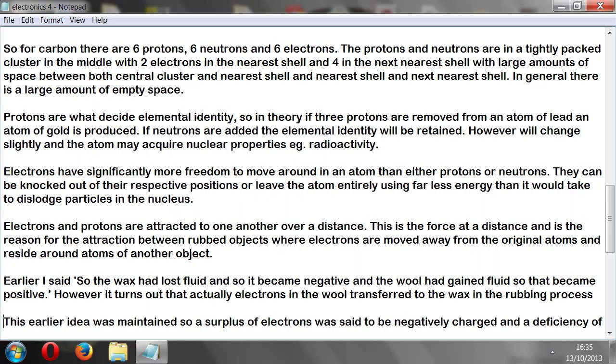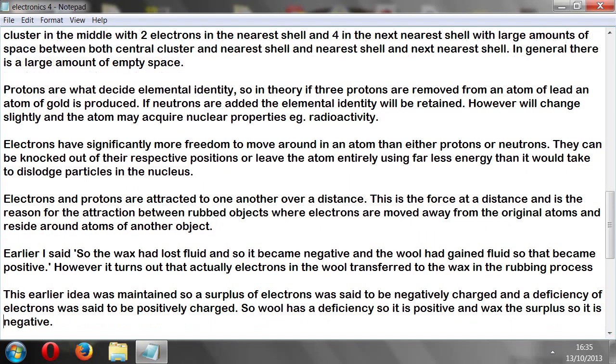But it turns out the converse is actually true. The electrons in the wool transfer to the wax in the rubbing process. So the wool had lost fluid, but let's not paraphrase it. The point is that the idea that the wax had lost the fluid and became negative, and the wool had gained the fluid, was actually the converse.